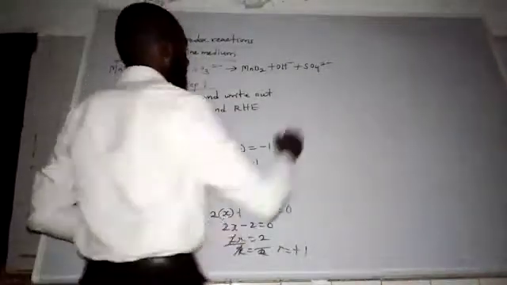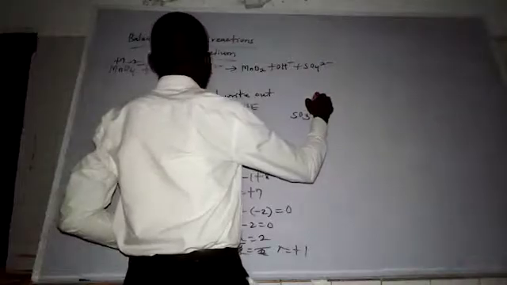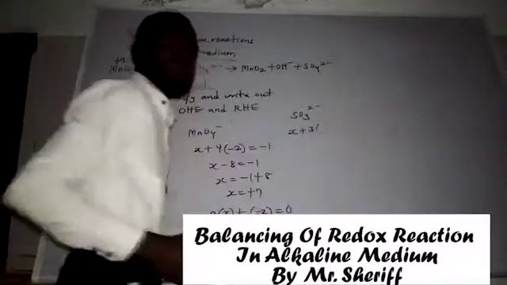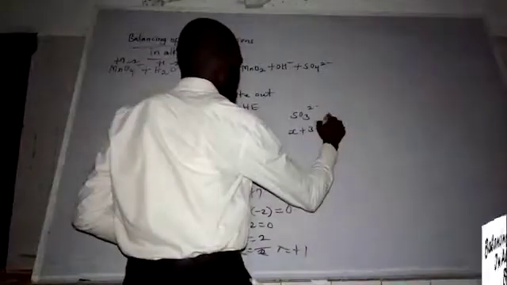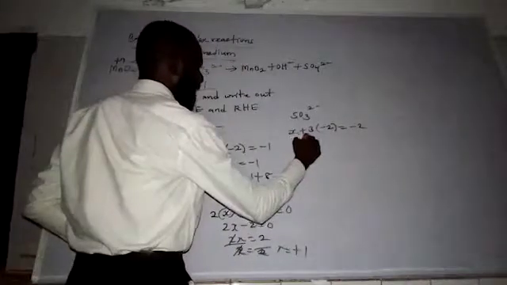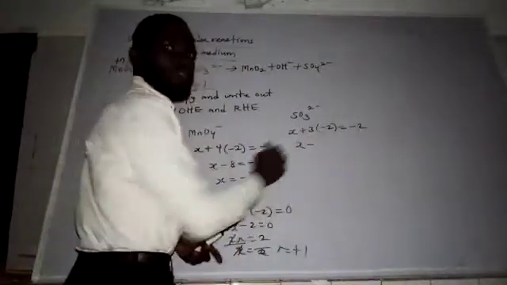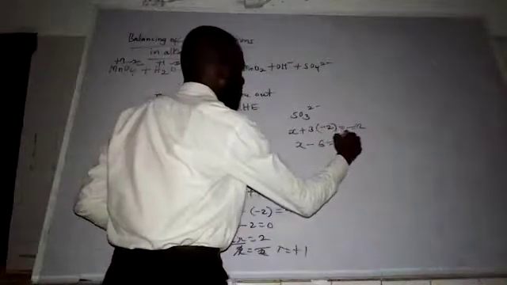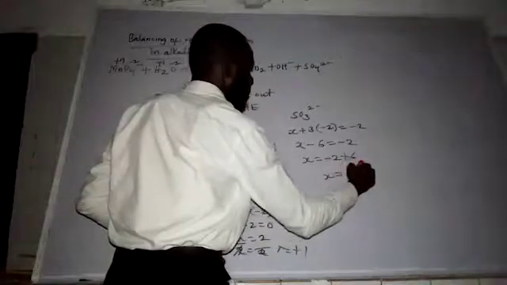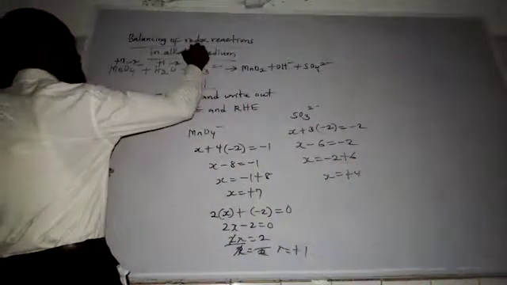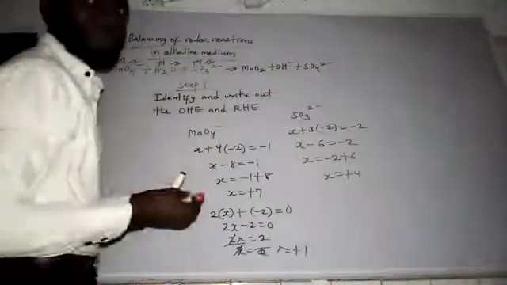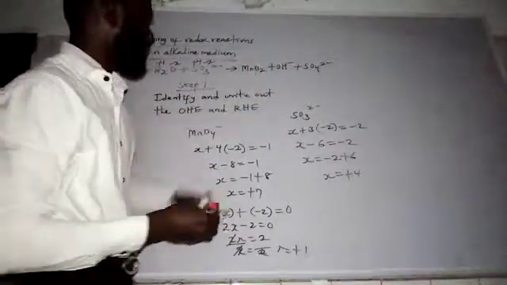For sulfur, I have SO3 2 minus. Let's say I represent my sulfur with X, then 3 into oxygen, which is -2, equal to the net charge of -2. So that will be X minus 6 equal to -2. So X is equal to -2 plus 6, then X is equal to plus 4. So I'm going to write it out as plus 4. My oxygen is always -2.